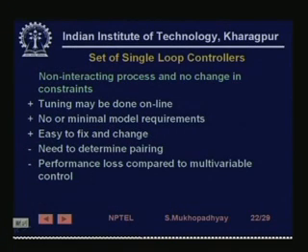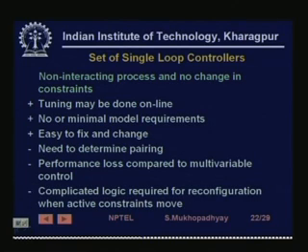Similarly, you have performance loss. You cannot achieve such good control as you can with multivariable control. And when you have active constraints, then you have very complicated logic. Above this set of single loop controllers, you must have supervisory logic, which will look at all these single loop controllers and carefully manipulate the set points. So, such additional logic is required. It is not that simple.